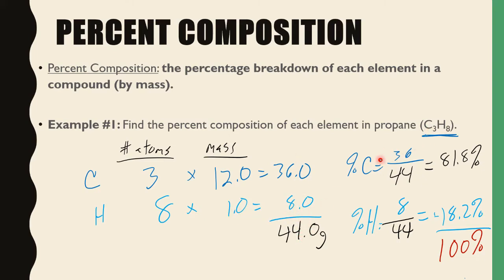So the percent carbon is the 36, the amount carbon contributes to that 44. And the percent hydrogen is the 8 divided by 44. And you get 18.2. I'm not sure what's going on there, but 18.2%. And then if you add 18.2 plus 81.8, you get 100%.